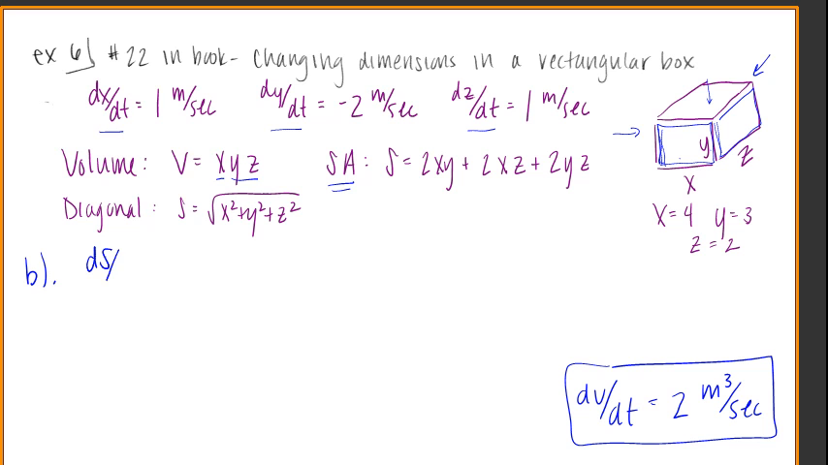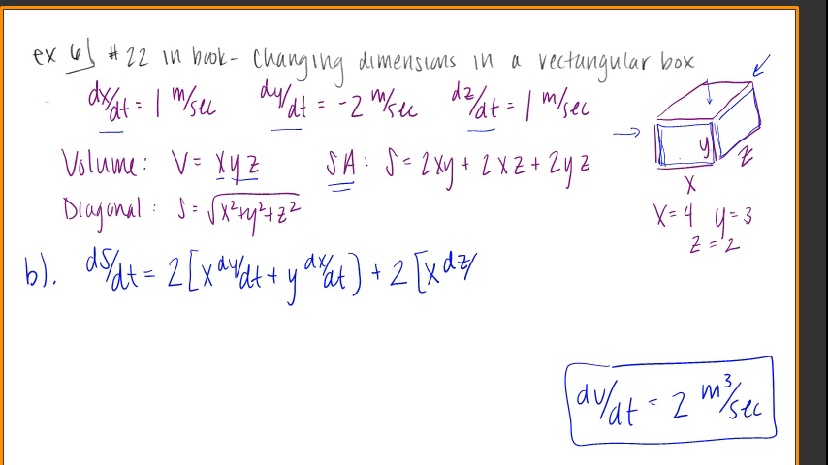So dS/dt is going to equal, and we're going to treat everything here just like they're all variables. So let's pull off the 2, and then we have x times y, so we have a product rule. First times the derivative of the second plus the second times the derivative of the first. Okay, and then plus, we pull off the 2 there, and we have first times the derivative of the second plus the second times the derivative of the first. And one more time, let's pull the 2 off, and we have first times the derivative of the second plus the second times the derivative of the first.